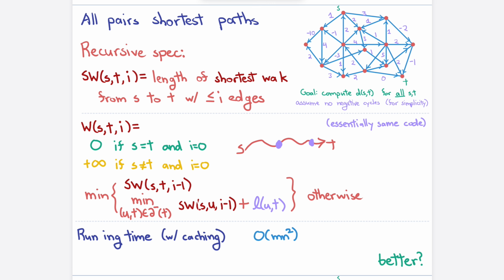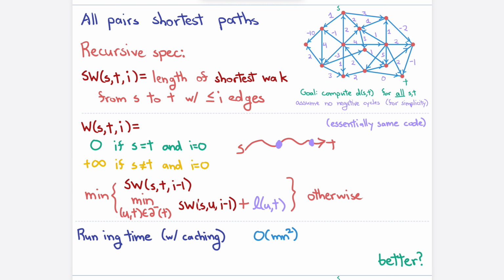At this point, there's no distinction. But if I know all the distances using at most 2 edges, could I figure out everything with 4? Right? If I'm trying to get from S to T in 4 edges, I know all the 2s. I can try to guess that middle vertex. Right? And once I have 4, I'm trying to get from S to T in 8, but I have all the things up to 4 edges, I can try to guess the middle vertex.